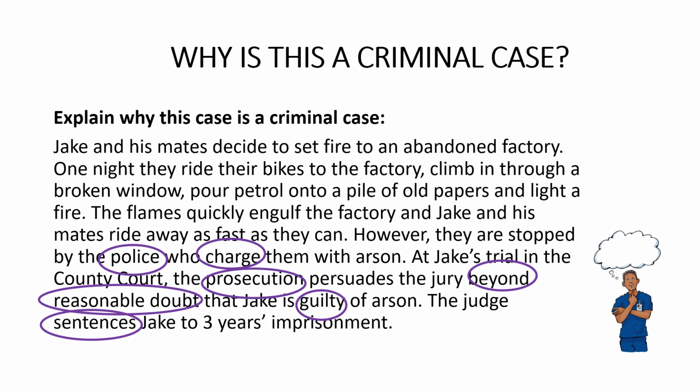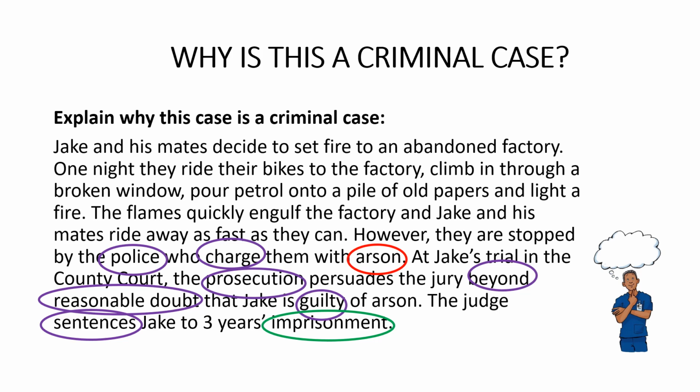Well, that's some of the vocabulary. Now let's look at the cause of action. That is, let's look at the case that is being brought against Jake. In this case, Jake has been charged with arson, and in fact he's found guilty of arson. Arson is a criminal offence, again suggesting that this is a criminal case. And finally, what is the consequence of the case for Jake? In this case, because Jake has been found guilty, the judge punishes Jake by sentencing him to imprisonment. Again, imprisonment is a criminal punishment or a criminal sanction.